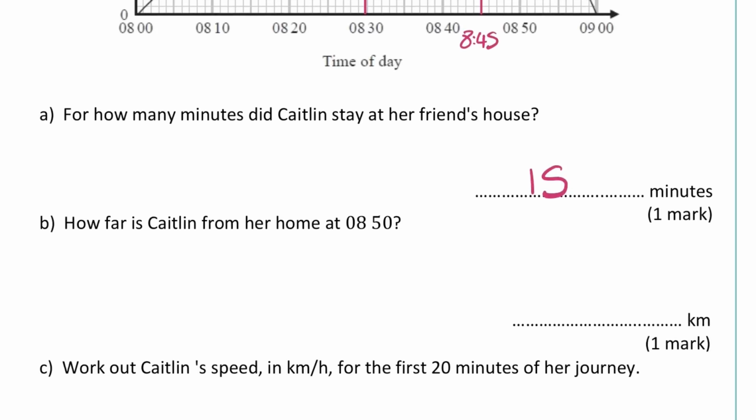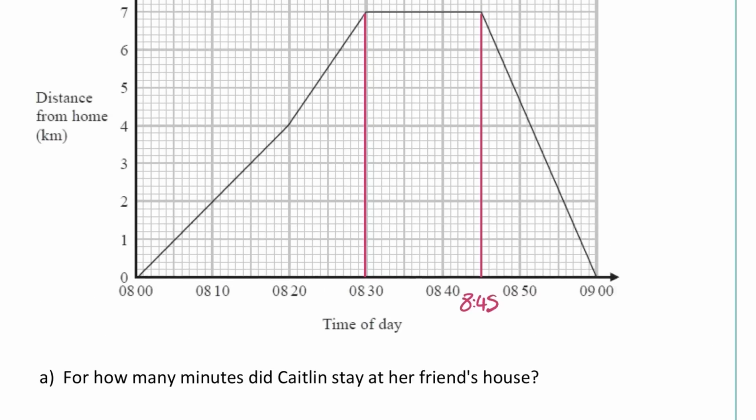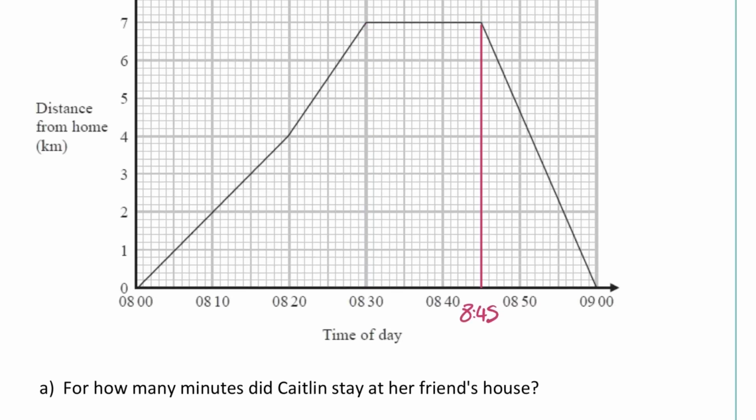How far is Caitlin from her home at 8:50? And we want that answer in kilometres. So at 8:50, let's have a look where we are. Well, 8:50 is all the way over here. And if I go up to my distance time graph, it is sort of in the middle, which is a bit awkward. So you're going to be really careful bringing your ruler across nice and straight onto the axes. And there we go. We're going to need to read this number here really carefully.